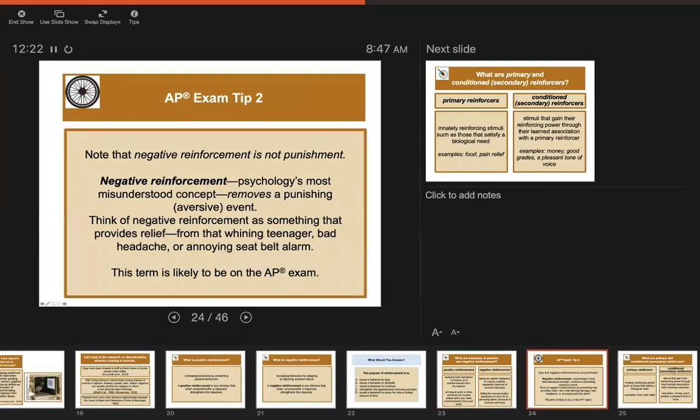Note that negative reinforcement is not punishment. Negative reinforcement could be psychology's most misunderstood concept. It's removing a punishing aversive event. Think of negative reinforcement as something that provides relief from all these different examples on here. This is a term that is likely to be on the AP exam and one that is often confused.